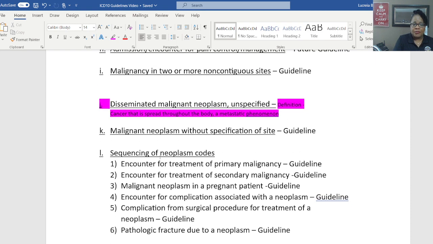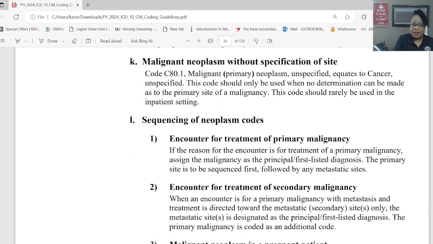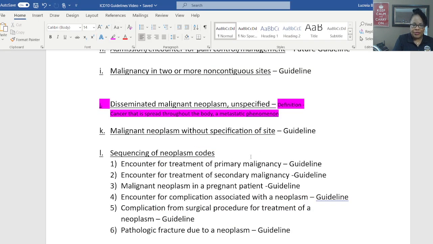Sequencing of neoplasm codes. Number 1, encounter for treatment of primary malignancy. If the reason for the encounter is for treatment of a primary malignancy, assign the malignancy as the principal or first listed diagnosis. The primary site is to be sequenced first, followed by any metastatic sites. All right, so we understand that primary is always first.